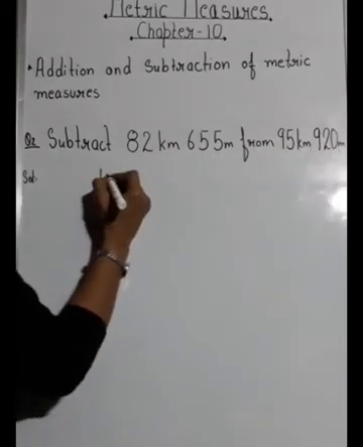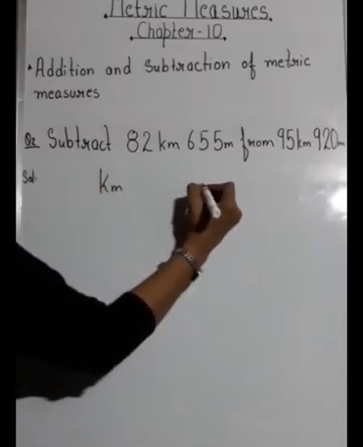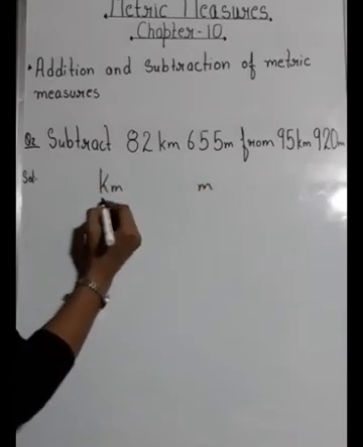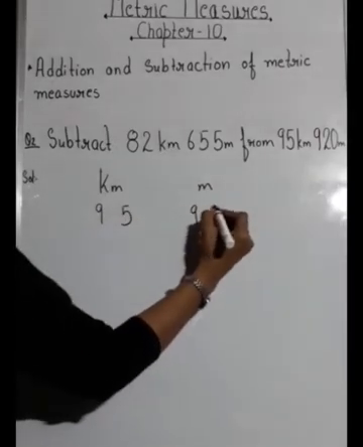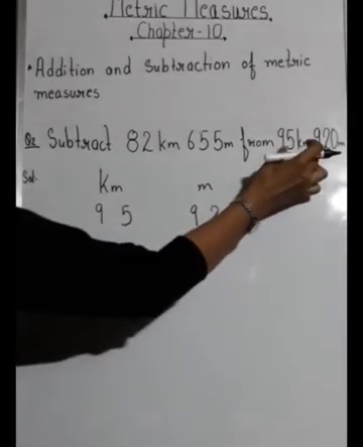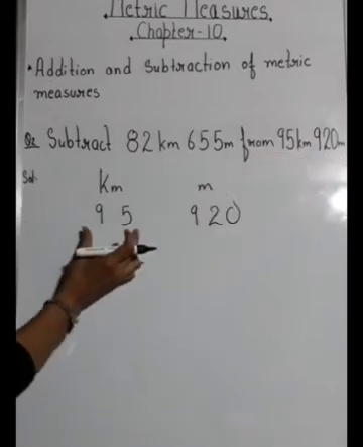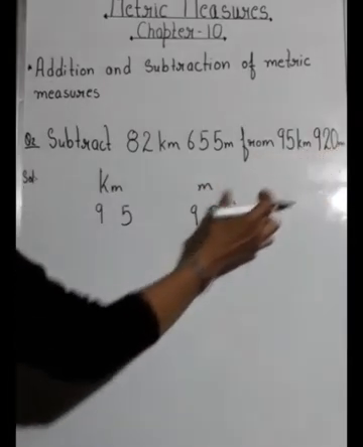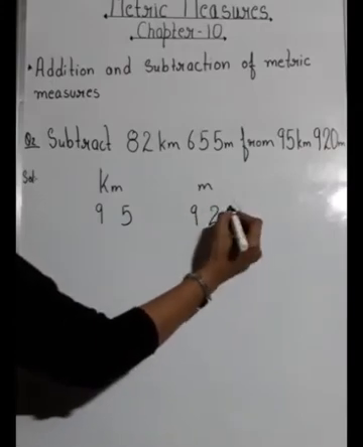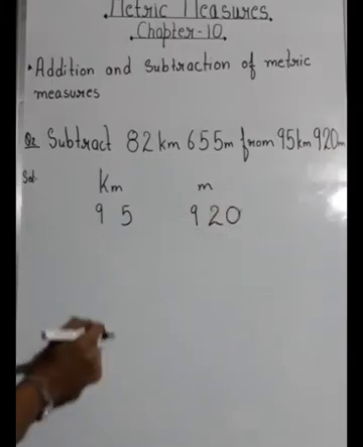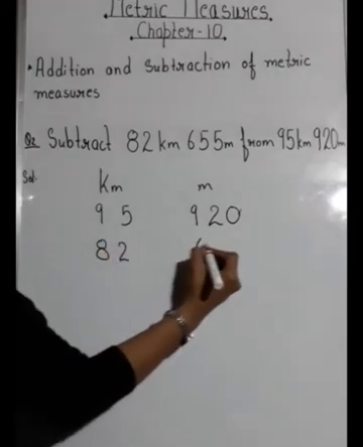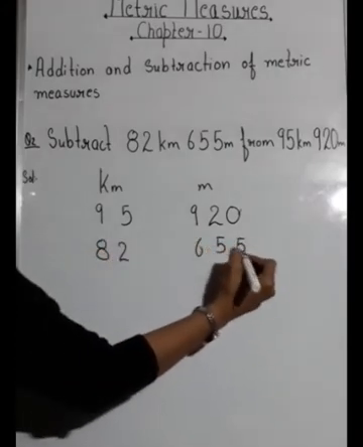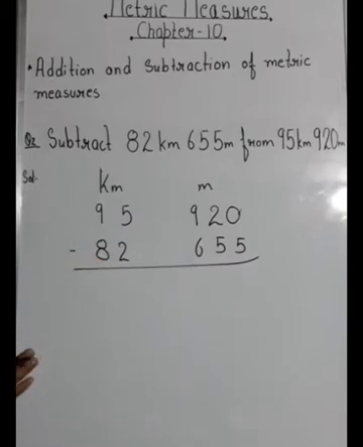Again you have to make two columns, one of kilometer and another one of meter. So you will write 95 and 920 according to the units they are having. 95 is in kilometer, so I have written 95 in the column of kilometer, and 920 in meter, so I have written 920 in the column of meter. And now next we are having 82 and this we are having 655. Now we will do the subtraction.